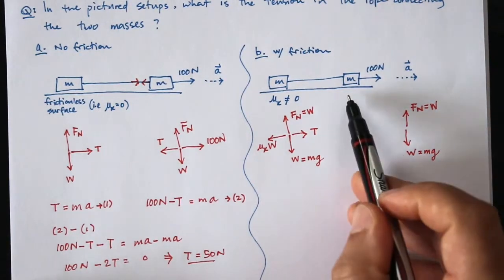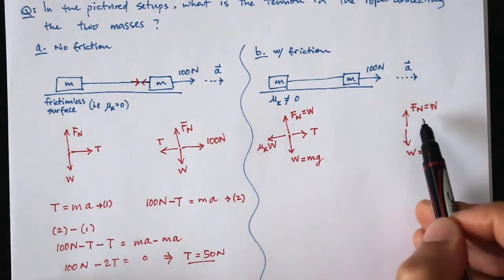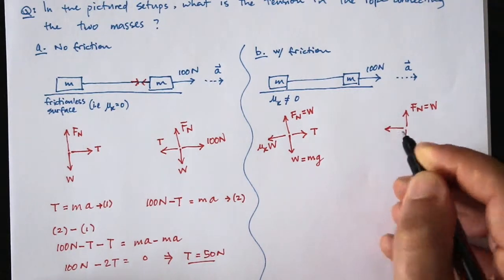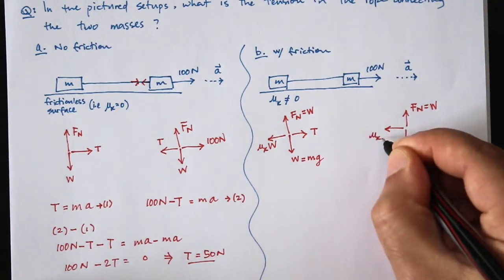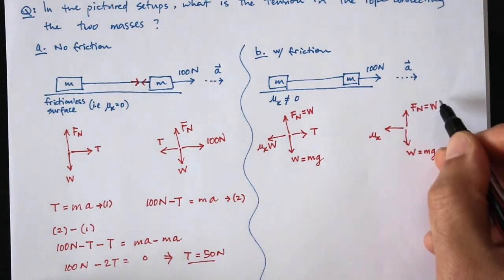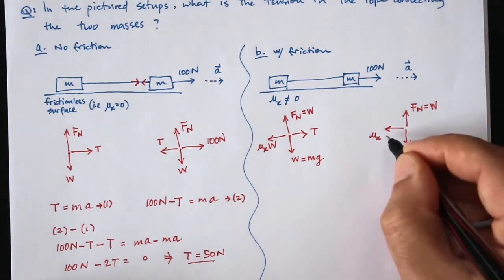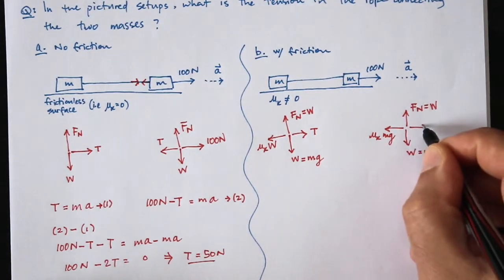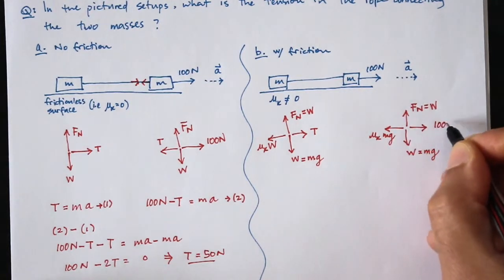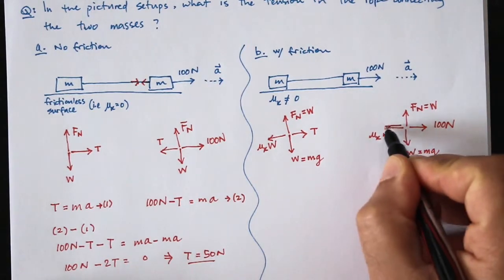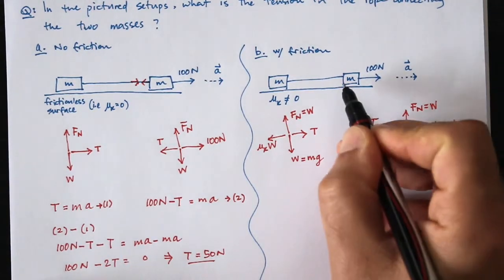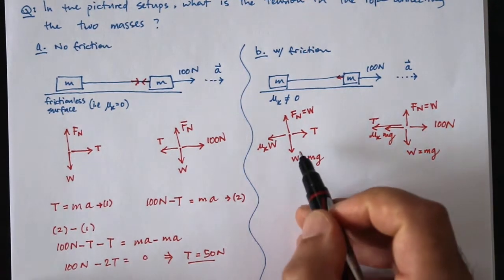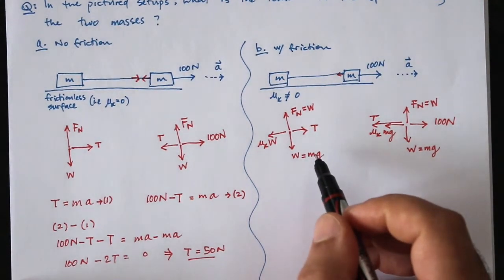And now the surface has some friction, and that friction is going to be proportional to the normal force. So it's mu k times the normal force, which in this case is W, which is also mg. And it's being pulled by the 100 newtons. And of course, let's not forget the tension in the rope.